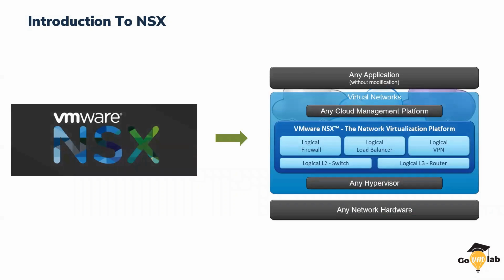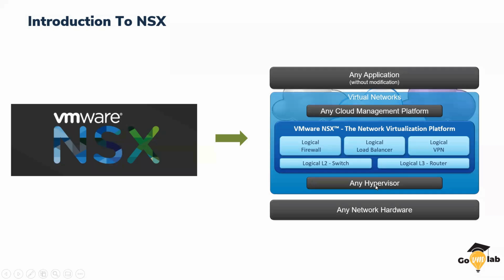So as you could see, what is VMware NSX? VMware NSX is basically any network hardware. You take any network hardware, with no dependency on taking switches and routers from Cisco, a firewall from Juniper, or a load balancer from Citrix F5. No vendor dependency. Take any network hardware and then install this hypervisor layer.